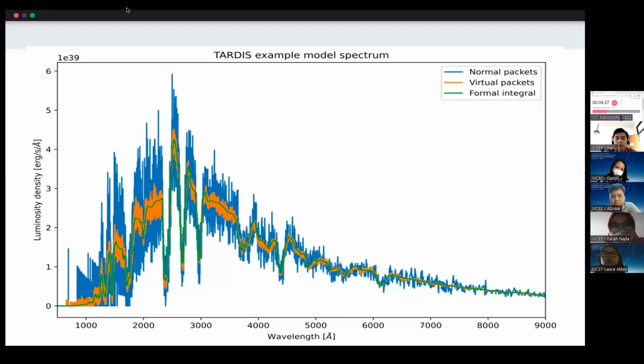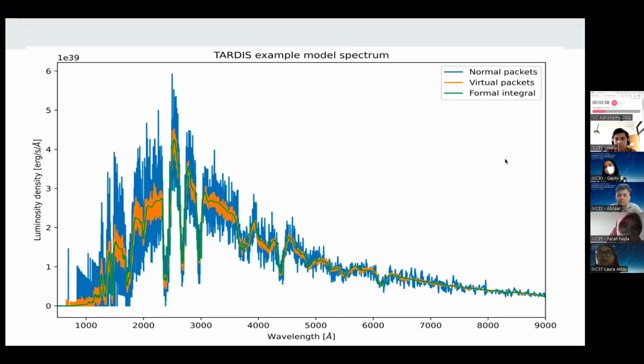And for the last one, the formal integral describes an alternative method for calculating the TARDIS spectrum while eliminating nearly all Monte Carlo noise. Instead of calculating the spectrum directly from the Monte Carlo or virtual packets, we use information from the Monte Carlo simulation to build an analytical solution for the supernova spectrum. And this is just homologous expansion in the modeling, no shock waves included. Over to you, Laura.